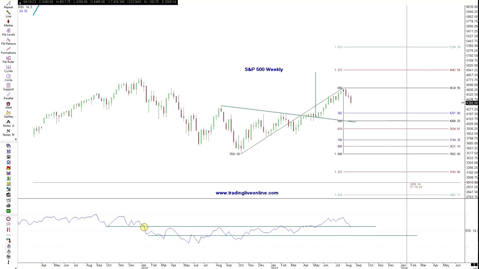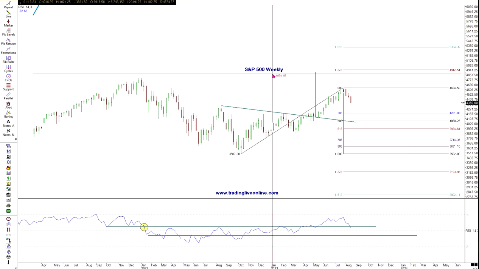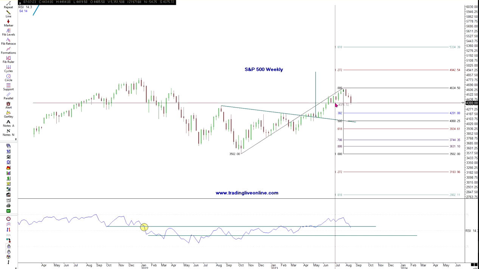And today we're going to start and look mostly at the indexes. So we'll start with the S&P 500, and I'm starting with a weekly chart. I thought we could take a little bit of a broad view first and then work our way down in time frames. Well, first of all, I want to show you something.